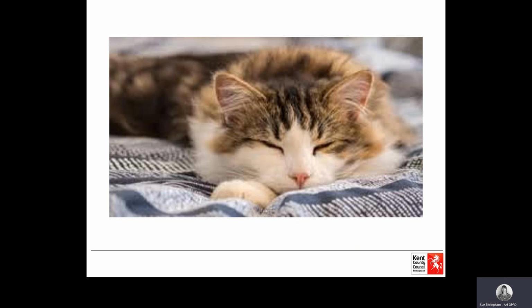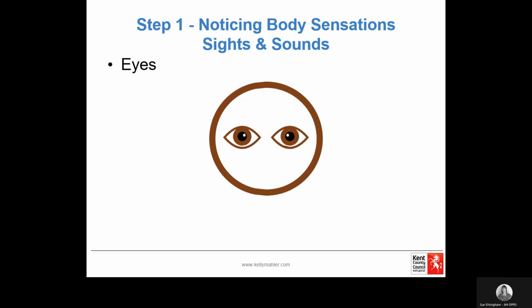So this webinar is focusing primarily on the body sensations coming from the eyes and the ears and noticing the signals of when you need to take action. So step 1, it's important to be aware of where your eyes are on your body. Body parts like the eyes and the ears are much easier for people to be able to understand as they are external and can be seen more easily.